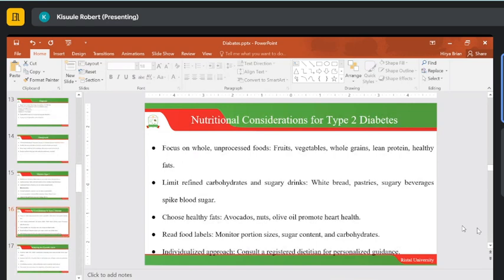So what are the nutrition considerations for type 2 diabetes? Focus on whole and unprocessed foods. Not a lot of things change here. Still the fruits and vegetables, the whole grains, the lean protein and the healthy fats. Limit refined carbohydrates. When we talk of refined, we are not only talking about what you're purchasing, the snacks you're purchasing, but even at home.